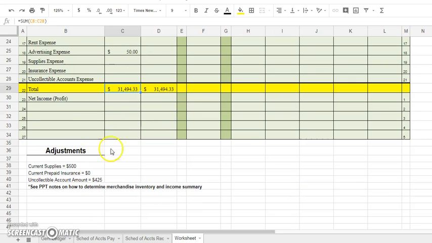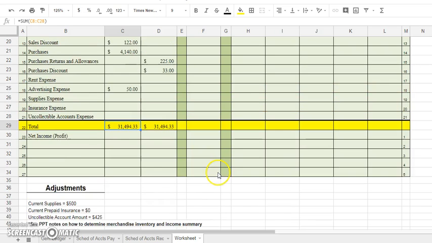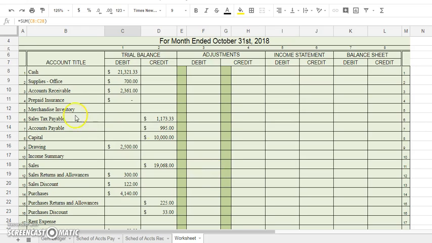Let's do supplies. So it says that right now my supplies equals $500. That's the current amount that I have. However, in my trial balance, I said that it equaled $700. So I need to determine how much supplies I used during the month so that I went from a $700 balance to a $500 balance. And hopefully some simple math would tell you that we've used $200 worth of supplies.